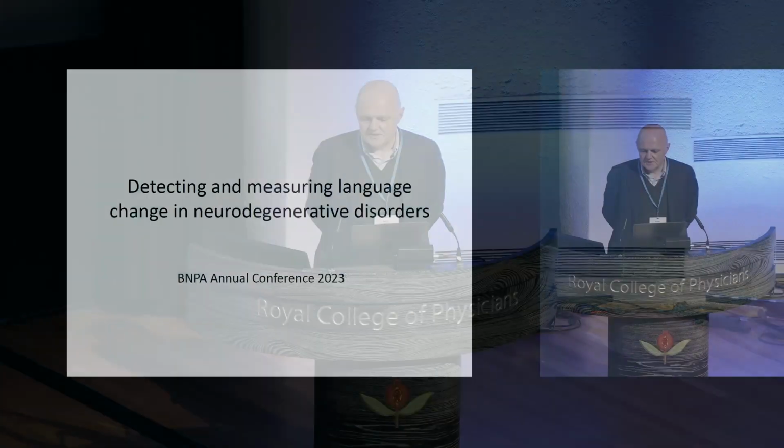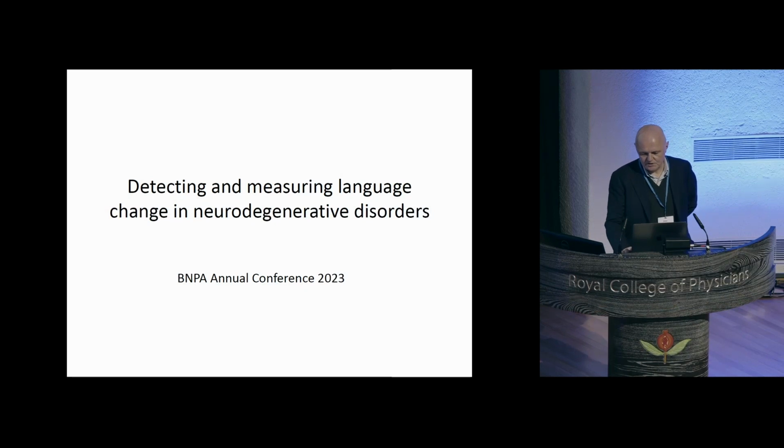So, detecting and measuring language change in neurodegenerative disorders. Here's a profile of a typical, or notional, patient with dementia who potters along quite nicely for a few years and then starts to decline. And then a few years after that, he gets a diagnosis, and then he continues to decline in the absence of disease-modifying therapy, although that might be about to change, until he eventually dies.